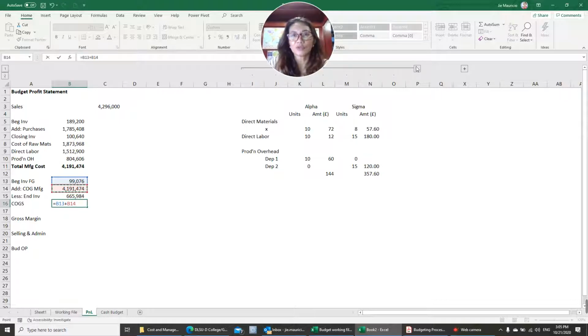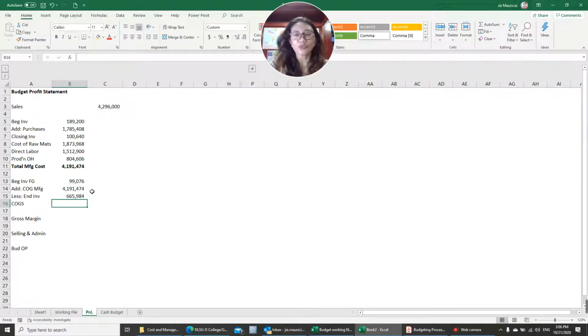I'll hide this one so that you won't be confused. Oops. Okay. So cost of goods sold is beginning plus cost of goods manufactured less ending inventory. So that is your cost of goods sold. I can perhaps move it here so that we can flush it to the right as a reduction to sales.